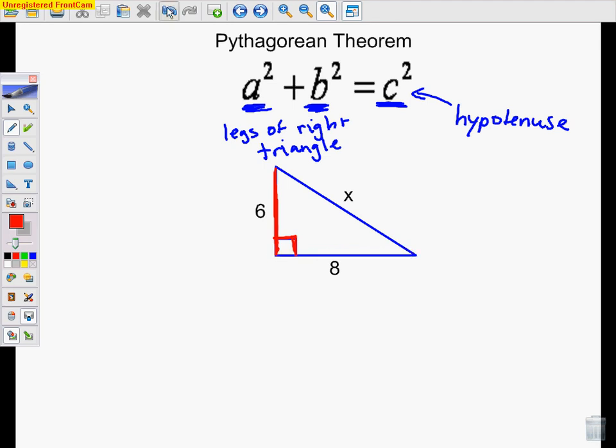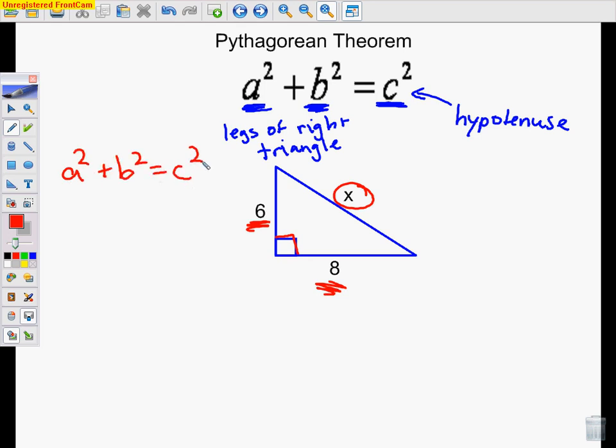The hypotenuse is the side across from the right angle. It's the longest side, and it's across from the right angle. So in a problem like this, I could find out what x is by plugging in the things I know into the Pythagorean theorem. So a squared plus b squared equals c squared.